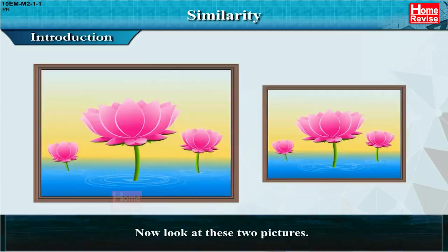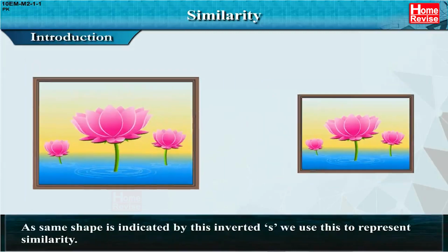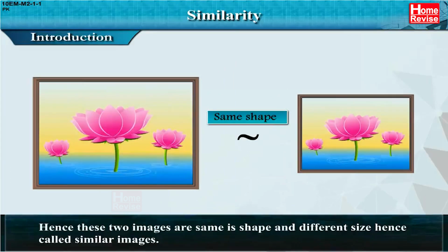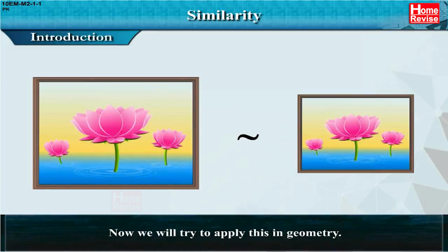Now look at these two pictures. These are similar. Here they are of the same shape but not necessarily of the same size. As same shape is indicated by this inverted S, we use this to represent similarity. Hence, these two images are the same in shape and different in size, hence called similar images. Now, we will try to apply this in geometry.